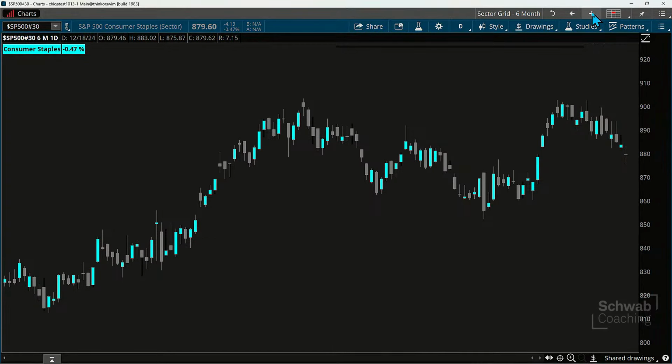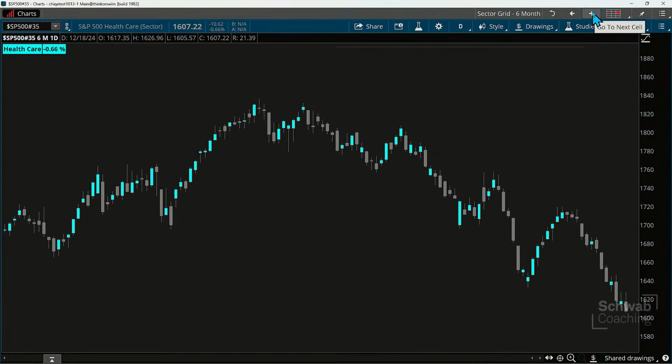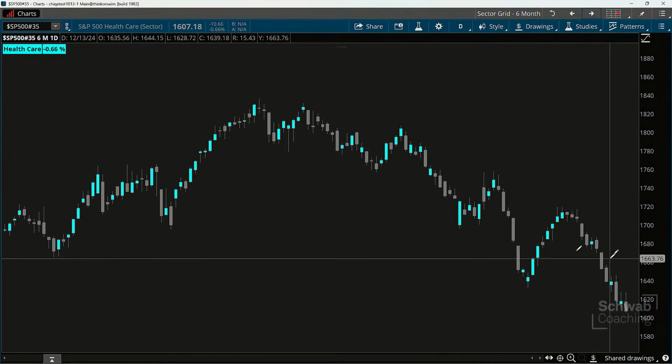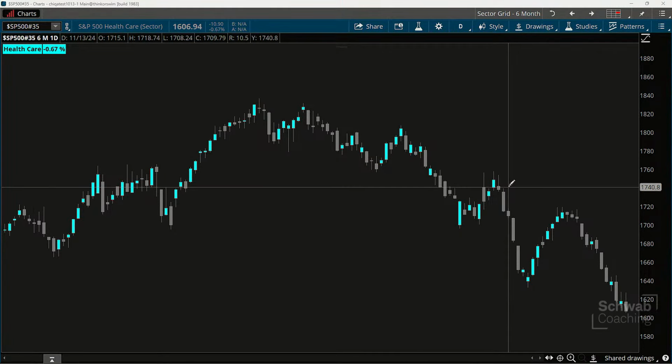And let's go to the next one. I'm just going to click the arrow. There's healthcare. It's been down, totally different from Staples, right? Staples has actually not quite made a new high, maybe touching the high, kind of consolidating. But over here, if you look at it, a new low in healthcare, but not a new low today. So those could be a couple of areas that we could keep eyes on too.